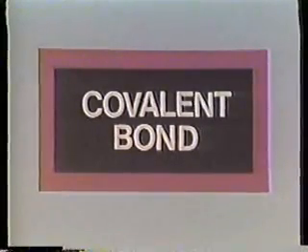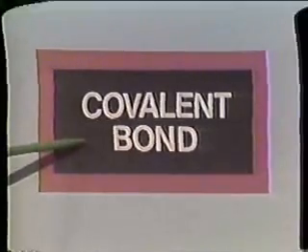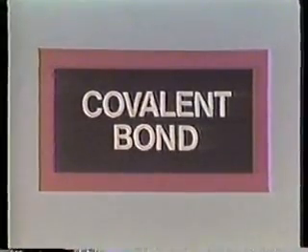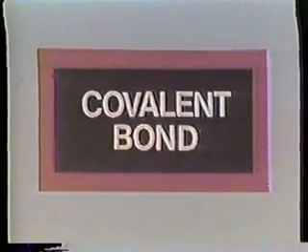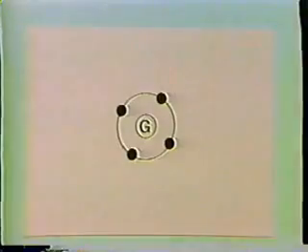We will now look at the third type of bond called a covalent bond. This bond is somewhere between the other two bonds. In the covalent bond, the electrons are shared between atoms. The electrons are not acquired, as in the case of the ionic bond, nor are they free, as in the case of the metallic bond.